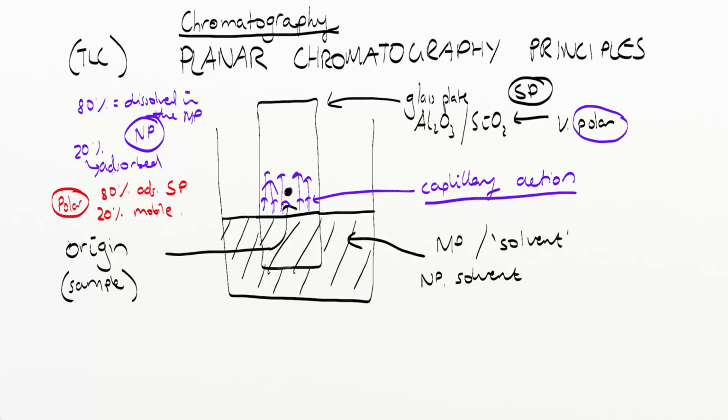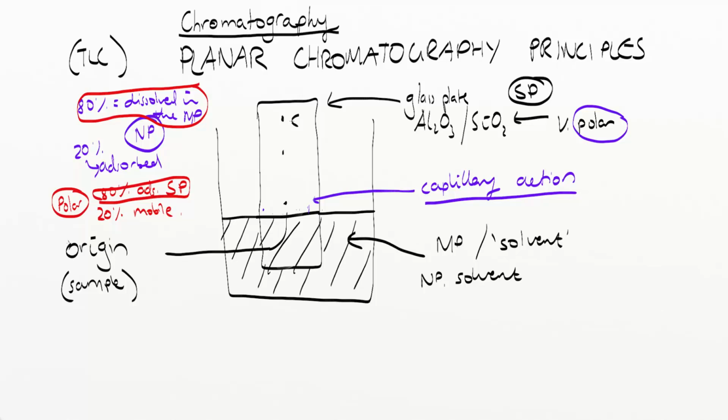If you have a look at this, the polar component is going to spend most of its time not moving and attached to the stationary phase, whereas the non-polar component is going to spend most of its time dissolved in the non-polar solvent. So at the end of the day, the origin was originally here, and you would ideally get 2 dots at the end of the chromatography session.